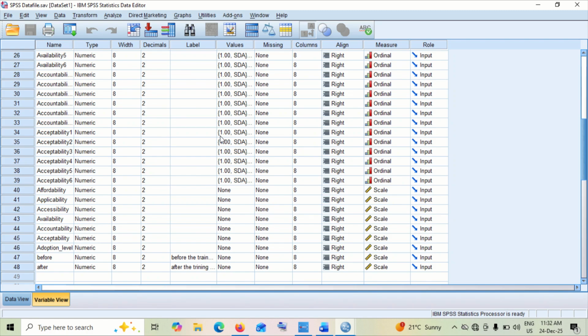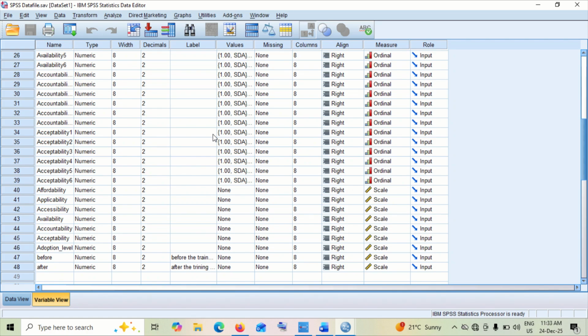This paired sample t-test is also known as dependent sample t-test, and it is a statistical procedure used to determine whether the mean of two related measurements differ significantly from each other. It is applied when the same group of subjects is measured twice, typically before and after, or with or without an intervention, treatment, or experimental conditions.